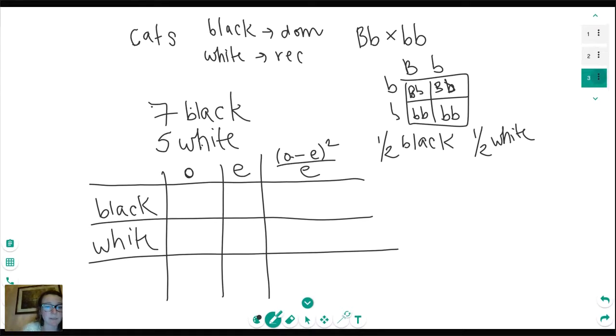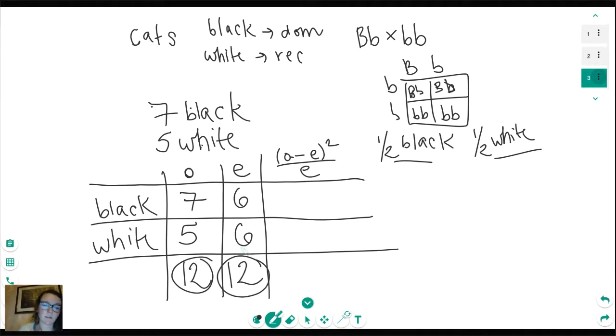So what did we observe? We observed 7 black kittens and 5 white kittens for a total of 12 kittens. We expected half black and half white, okay? So what we expected then was 6 and 6, okay? So you always have to make your expected match however many organisms you're dealing with. So we have 12 total in each column. We still have 12 kittens. We didn't delete any or add any, okay? Everything makes sense with observed and expected so far?